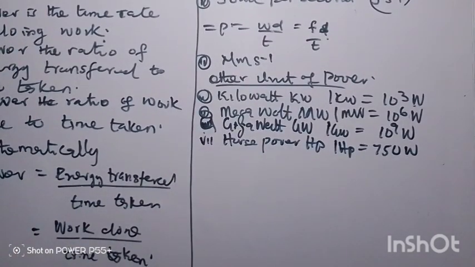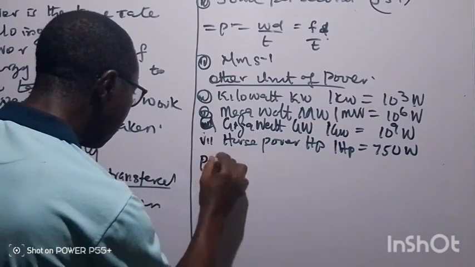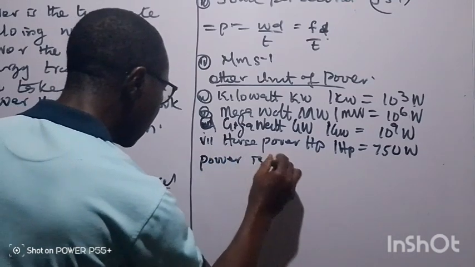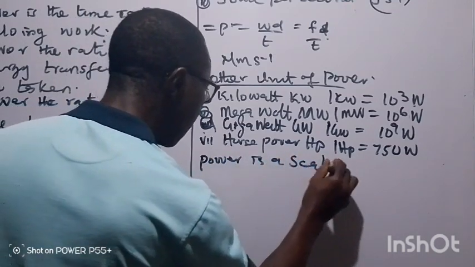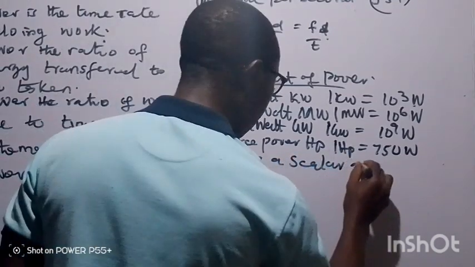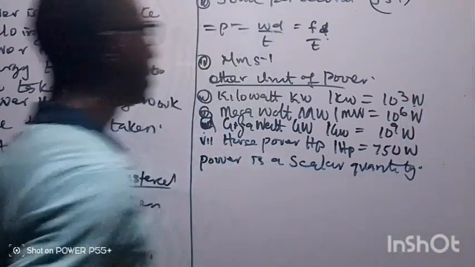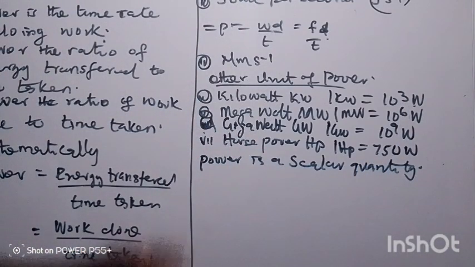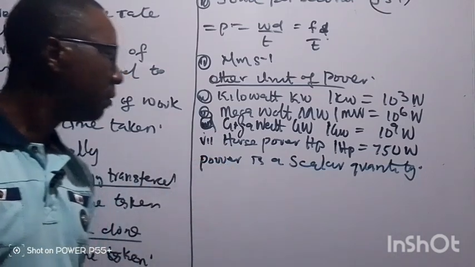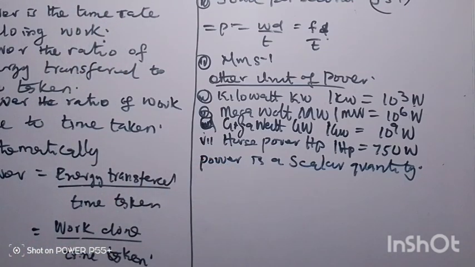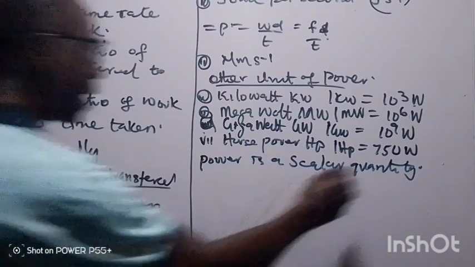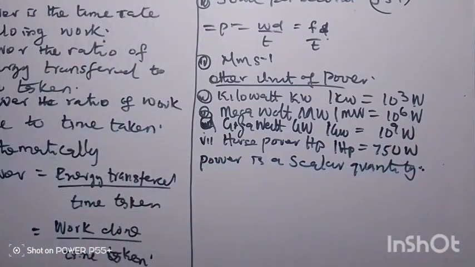At the same time, power is a scalar quantity. Don't forget, a scalar quantity has only magnitude without a specific direction. So these are the general properties of power.